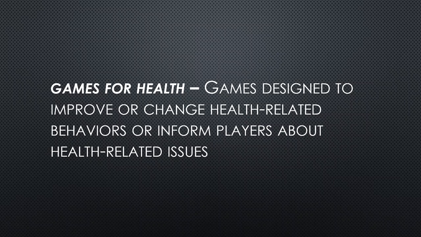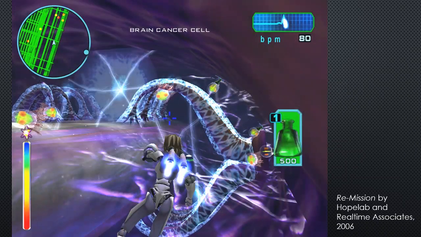Somewhat related to behavior change games are games for health, which usually take the form of games where the player practices good habits. Where these differ from behavior change games is that the games are usually a blend of behavior change and education for things like taking medication or learning about treatments. Remission, for example, is a game that teaches players about cancer treatments and how they hunt down and eliminate cancer cells.